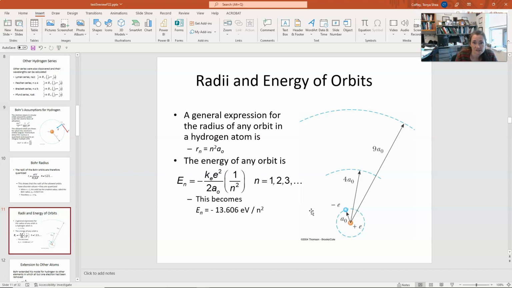So for the ground state, which is the lowest energy state of the hydrogen atom, the energy of that electron is minus 13.6 eV. For the first excited state, which is n equal to 2, the energy of the hydrogen atom is minus 13.6 eV divided by 4, okay? And so on and so forth.